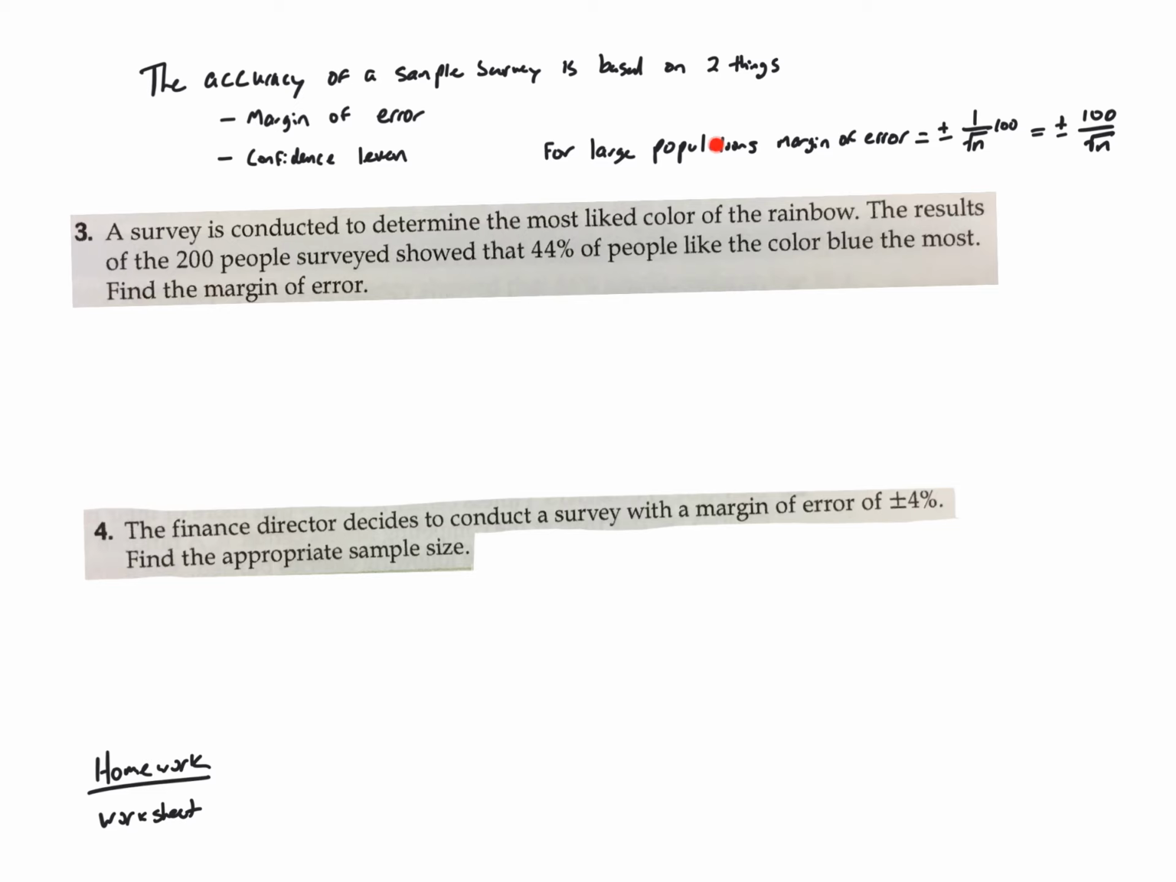If we have a large population, then we use this formula. Plus or minus 1 over the square root of n times 100, or that's plus or minus 100 over the square root of n, and n is just the number in your sample, and that will tell you your margin of error.